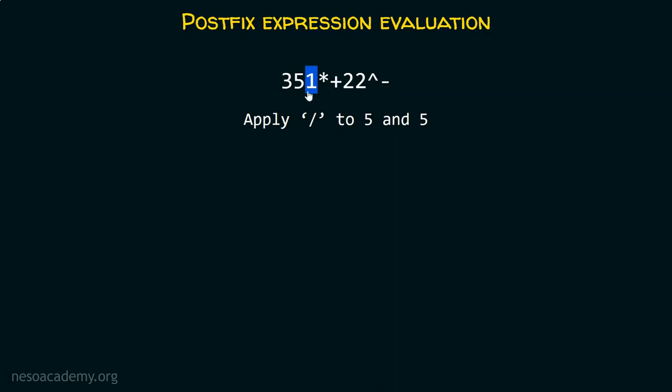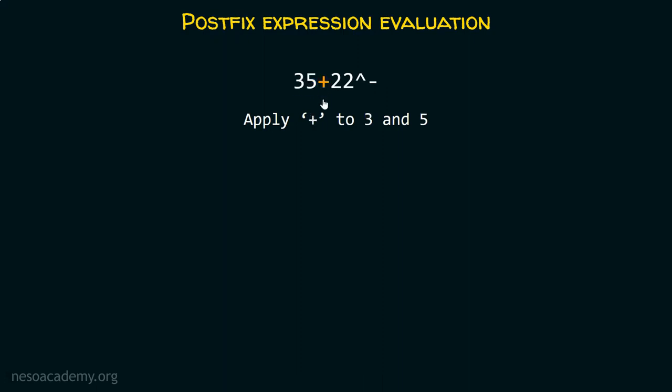Get it? Now after getting this result, the next symbol is this star. We have to apply this to 5 and 1. Remember this, 5 will come before 1, okay? So this becomes 5 star 1, that is 5 into 1. What is 5 into 1? 5 into 1 is 5, right?